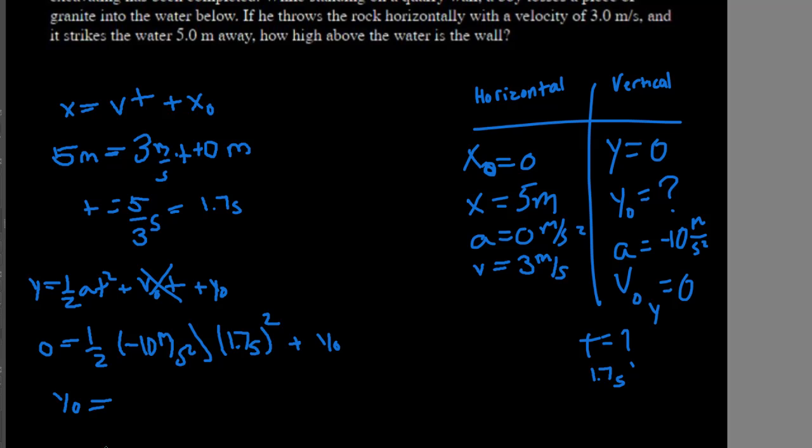Now, I don't have a calculator that I can show you on screen right now because I haven't figured out how to record it. But let me go ahead and look at my calculator and I'll tell you what I'm typing in as I do it. So I'm just going to type in 0.5 times -10, and then times 1.7, and then times 1.7. I end up getting 14.5. Yeah, we'll just say 14.5.